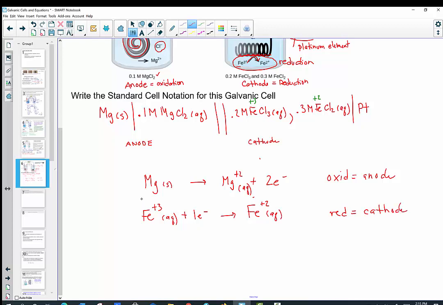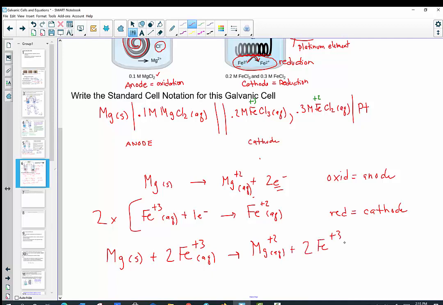Now to balance that, I know I would distribute a 2 through this equation so that the loss equals the gain. Combining those back on, our complete redox reaction would look like solid magnesium reacts with aqueous iron plus 3 to form aqueous magnesium and 2 iron plus 2s. There, I got it.